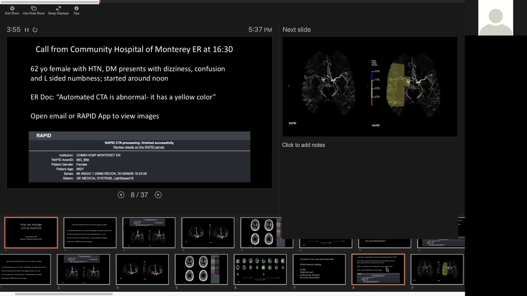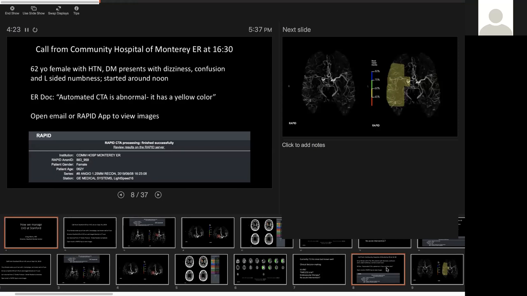So now let's take a call from an outside hospital. So this is a hospital in Monterey, California, a beautiful place to live, but they don't do thrombectomy. So when they get a case that they think might be a thrombectomy, they call us. And as soon as we get the call, we pull out our phone because we automatically get their images at the same time they do, which is very helpful to make triage decisions on who to transfer to your hospital.